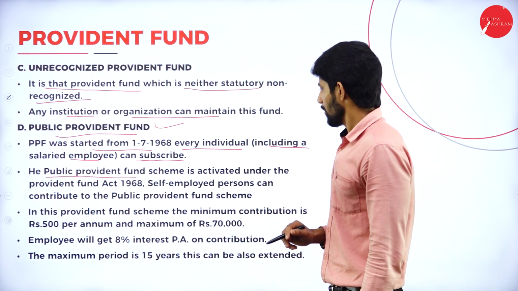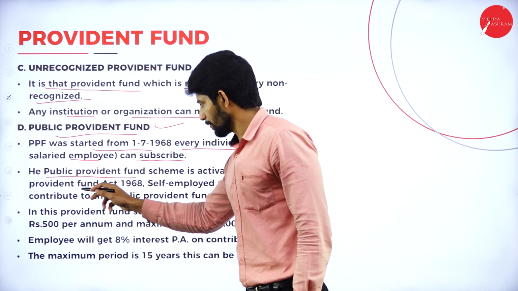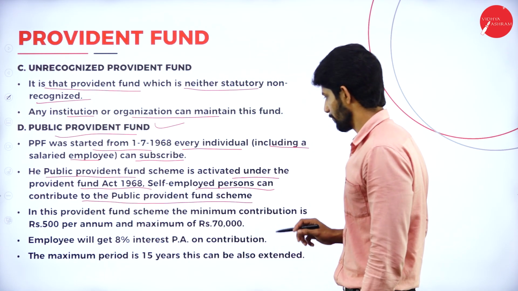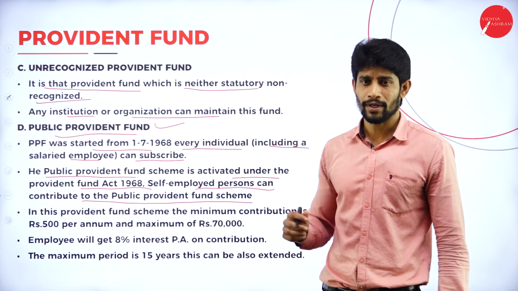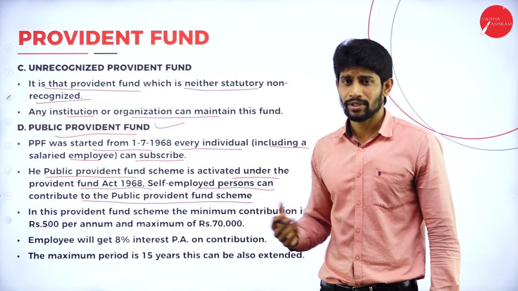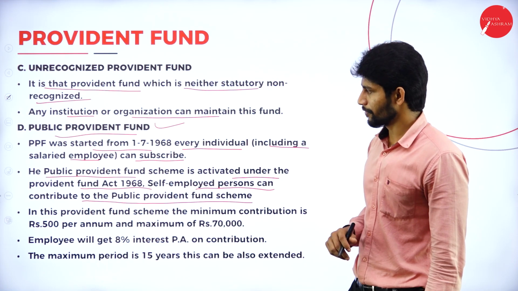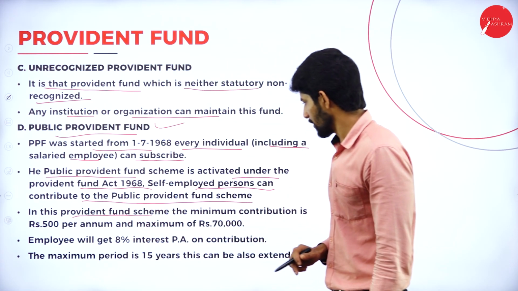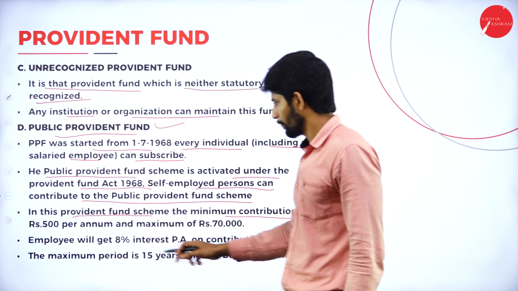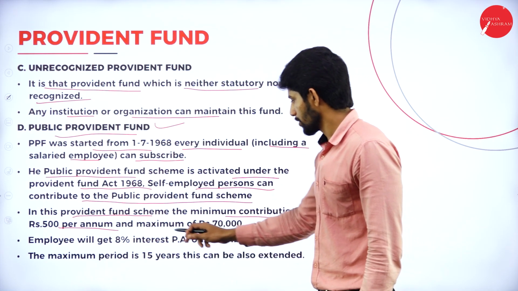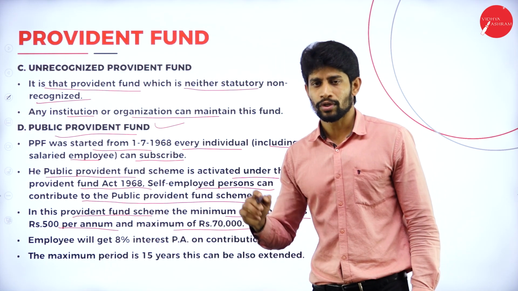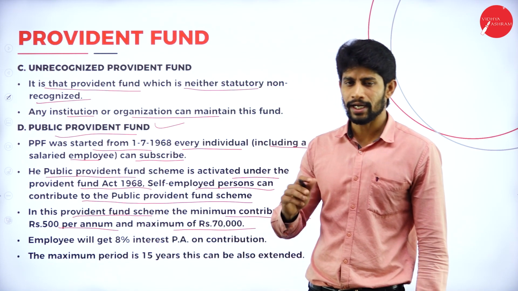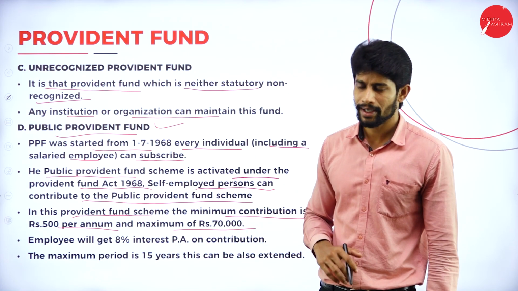The Public Provident Fund scheme is activated under the Provident Fund Act 1968. Self-employed persons can contribute to the Public Provident Fund scheme. If you have your own business, then you can contribute towards provident fund through the Public Provident Fund scheme. In this scheme, the minimum contribution is 500 rupees per annum and the maximum is 70,000 per annum.